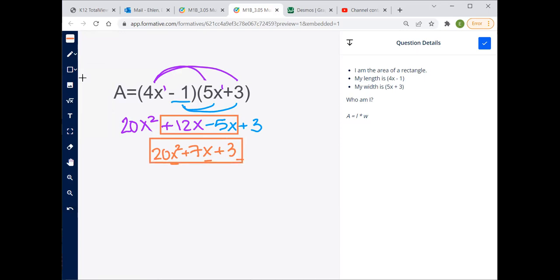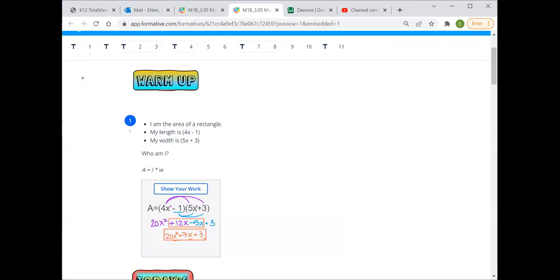So for these guys, your answer becomes an expression, not a number. So you guys should get used to not always just getting one number for an answer. It can come out to be an expression.